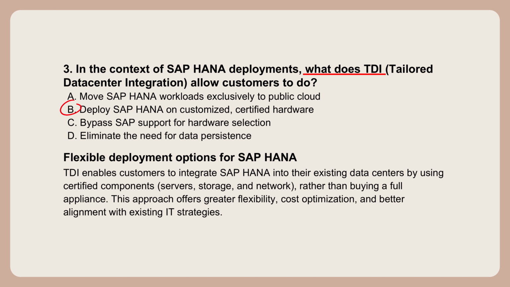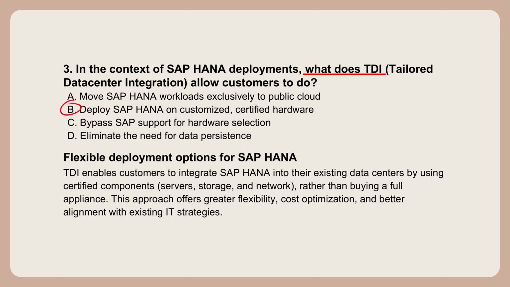Like a sealed unit. Exactly. TDI breaks that open. It allows customers to use their own certified hardware, so maybe servers or storage they already have or prefer from specific vendors. Ah, so they can leverage existing investments or relationships? Precisely. As long as the component servers, storage, and network meet SAP's certification standards for performance and reliability, you can integrate them. It gives you more control. So less rigid than the appliance approach, more choice. Definitely. Particularly good for organizations with large existing data centers or specific compliance needs. They can tailor the setup.